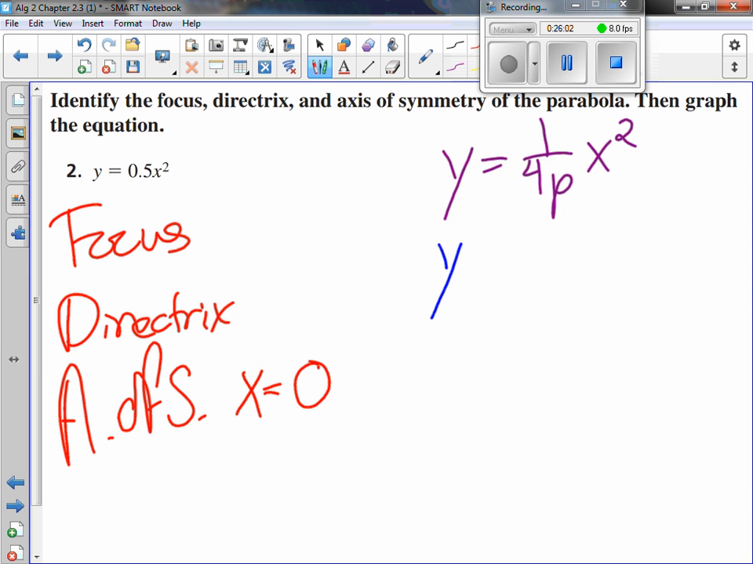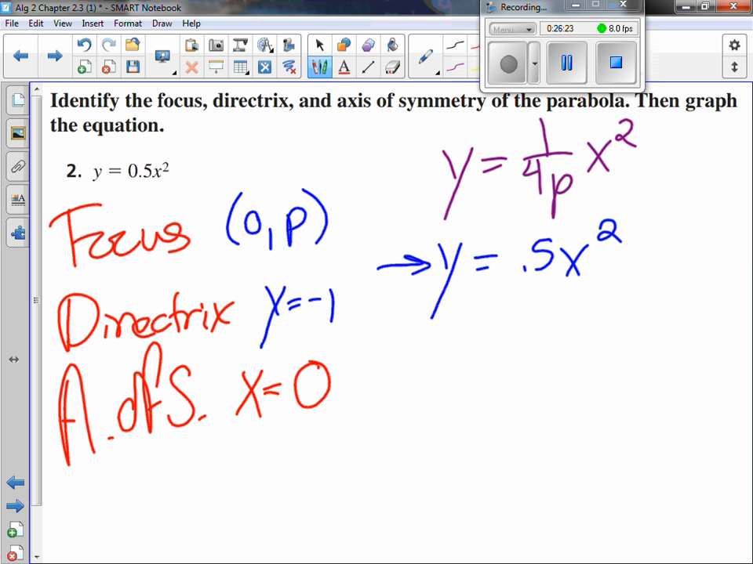So now we're going to look at our equation, y equals 0.5 x squared. So we need y by itself. Do we have y by itself? Well, this one already gave me in that form. I don't have to manipulate this equation at all to find the focus, which is going to be 0 comma p, or the directrix, which is y equals negative p. So we can go on and match it up.